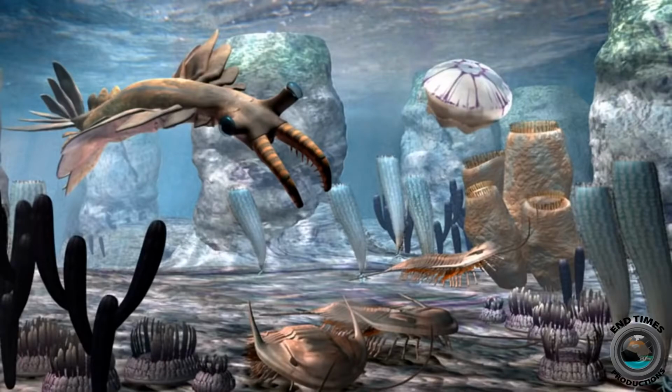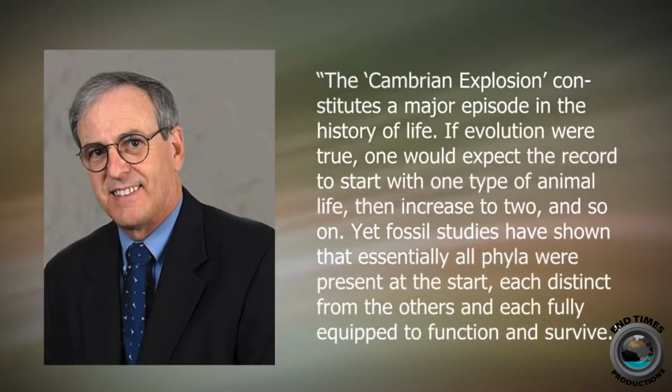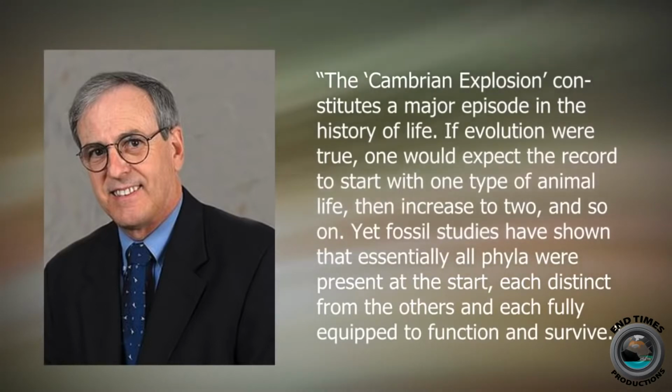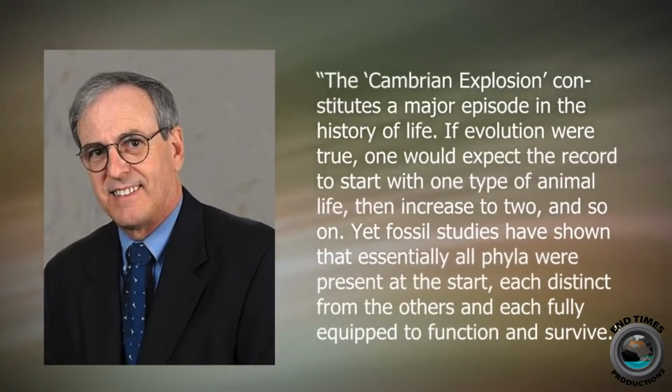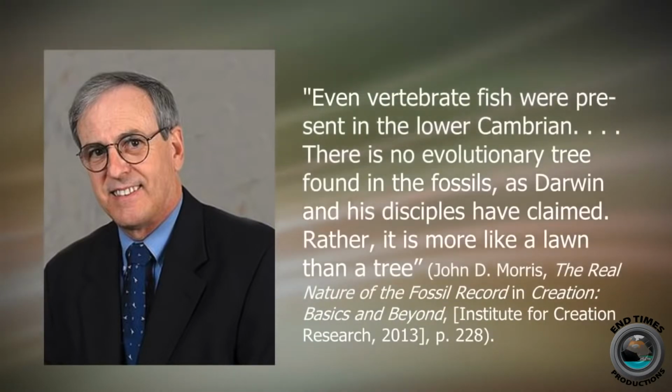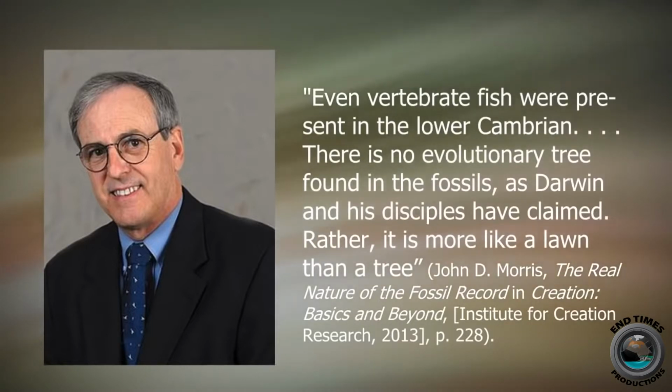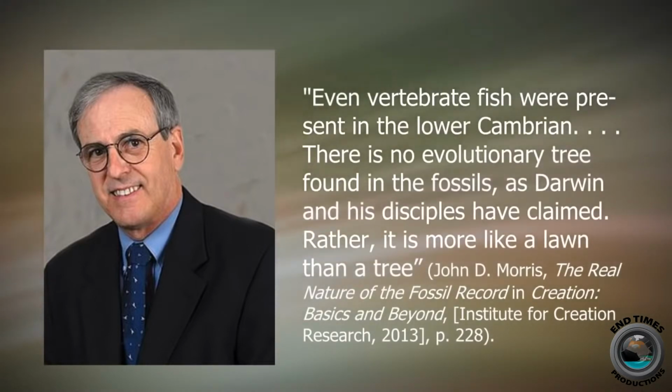Another aspect of the Cambrian explosion is brought out by John D. Morris, quote, "The Cambrian explosion constitutes a major episode in the history of life. If evolution were true, one would expect the record to start with one type of animal, then increase to two, and so on. Yet fossil studies have shown that essentially all phyla were present at the start, each distinct from the others, and each fully equipped to function and survive. Even vertebrate fish were present in the Lower Cambrian. There is no evolutionary tree found in the fossils, as Darwin and his disciples have claimed. Rather, it is more like a lawn than a tree."